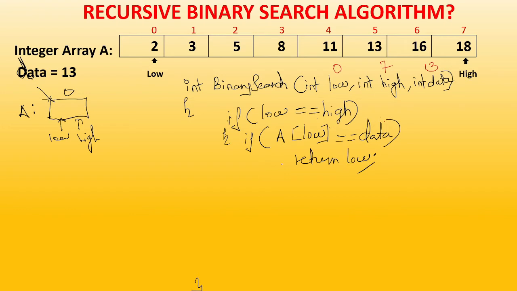Now the next case: there is only one element present in the array, but it is not 13. Something else is there in that array. Only one element is there and we want to find the element 13, but 13 is not present. Something else is there, suppose 8. In this case what will you return? You will return -1 as the answer. -1 tells that there is no matching value, hence the element is not present in the array.